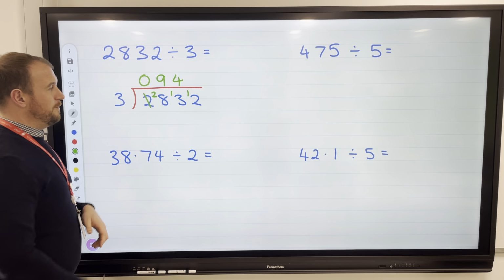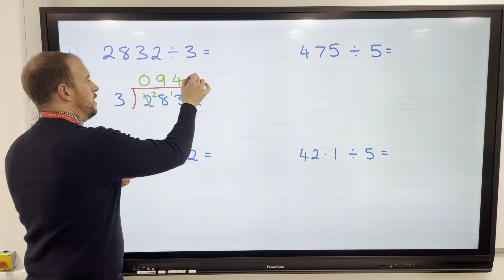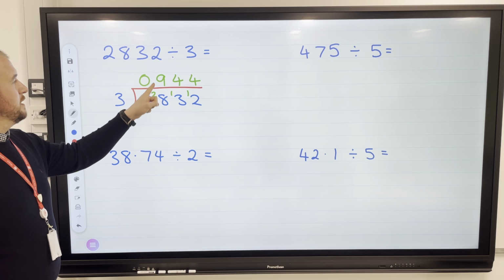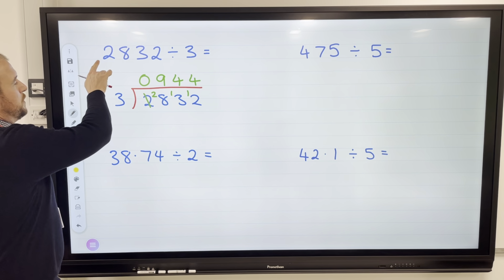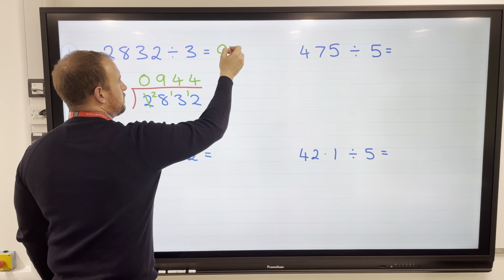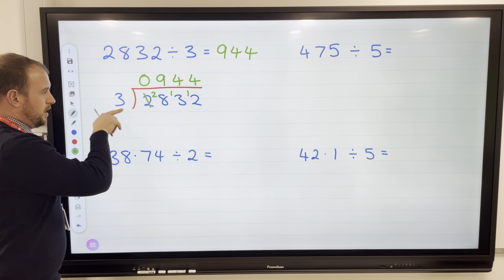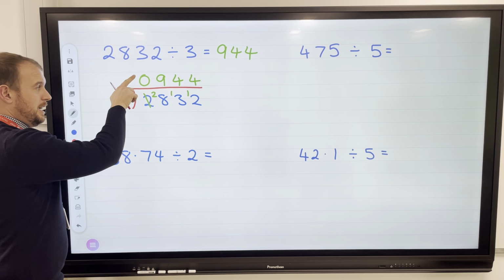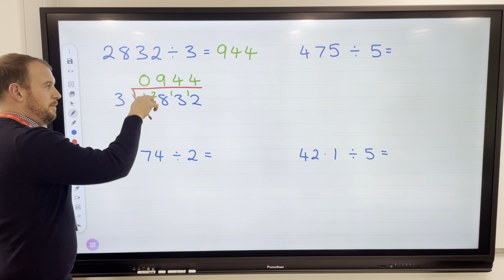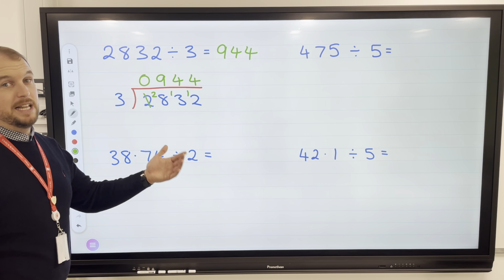Does 3 go into 12? Yes, it does. 3, 6, 9, 12. 4, no remainders, nothing left over. So that there must be our answer. 2,832 divided by 3 is 944. So if it doesn't go into the number at the start, put a 0 and carry it across. Use your times tables to help you. Any remainders go in front of the next number as a ten value.